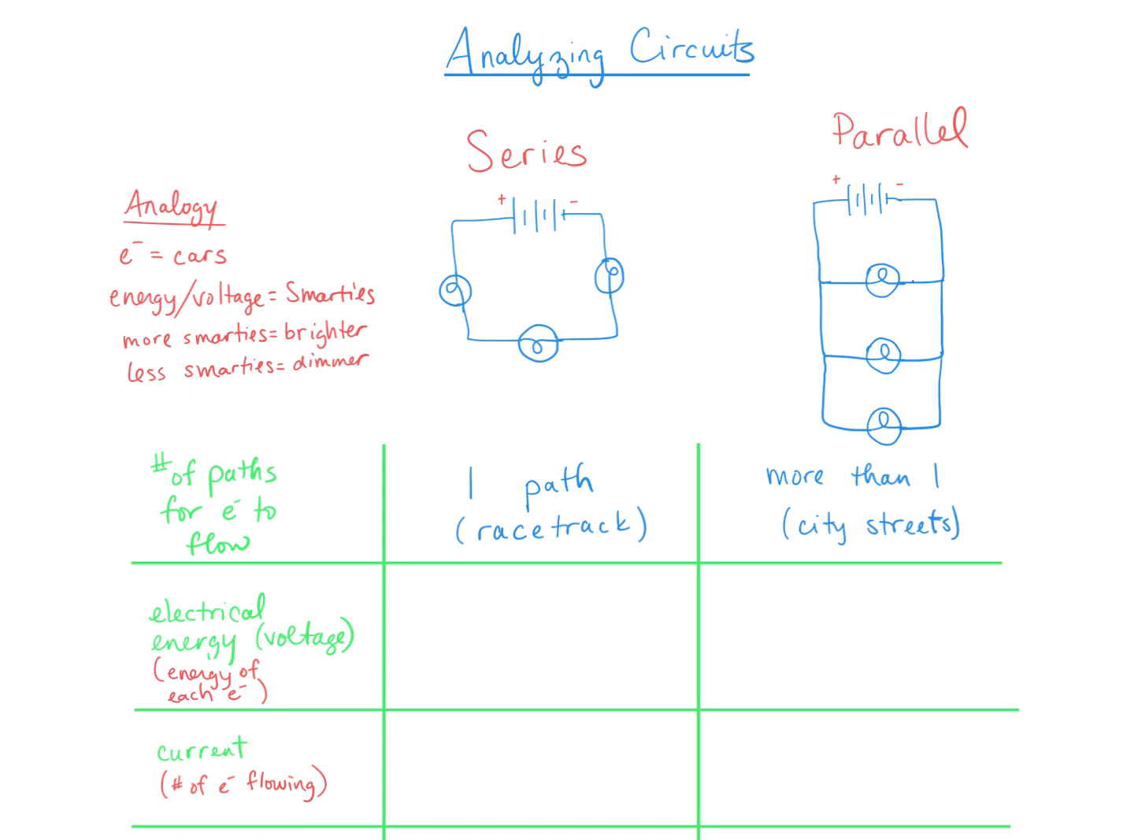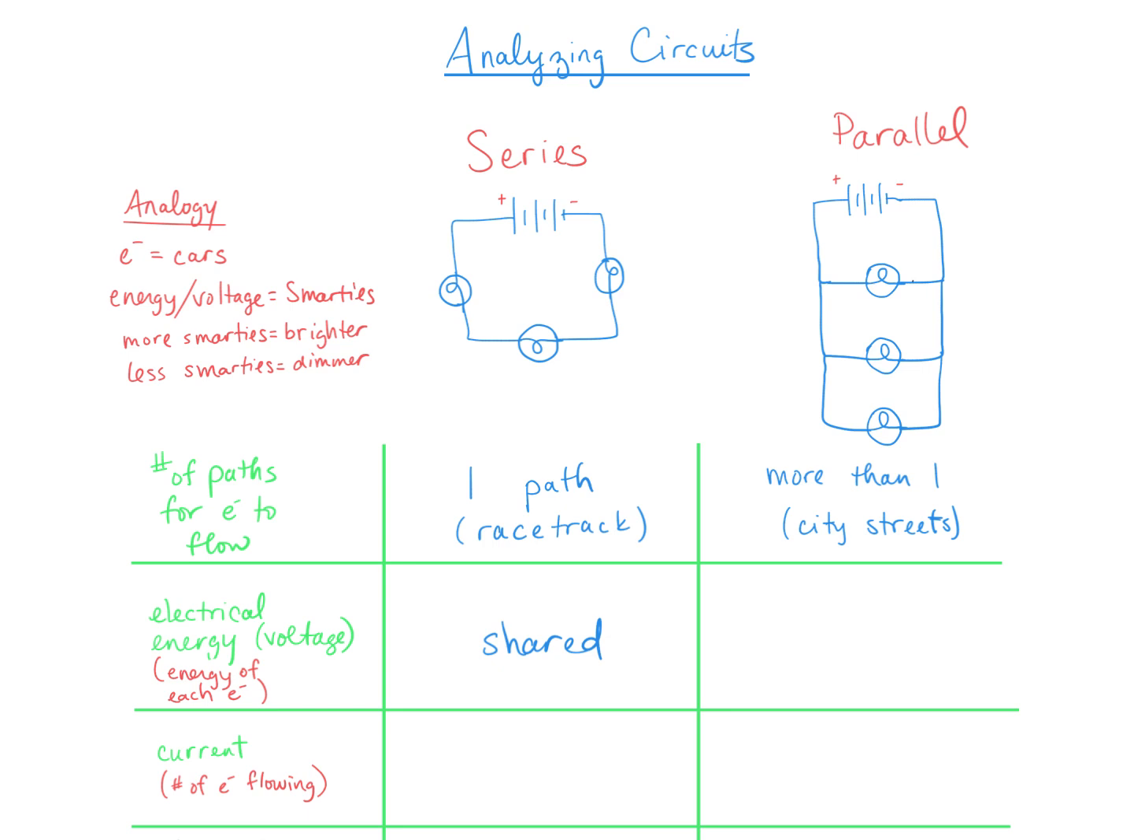So the idea is that each car, let's say each car is carrying 12 Smarties, is going to have to dump 4 here, 4 here, and 4 here, assuming these bulbs all have the same resistance. It's going to dump Smarties here, here, and here. So the Smarties get shared to the loads along the path, along the circuit. So the electrical energy, or the voltage, here is being shared.